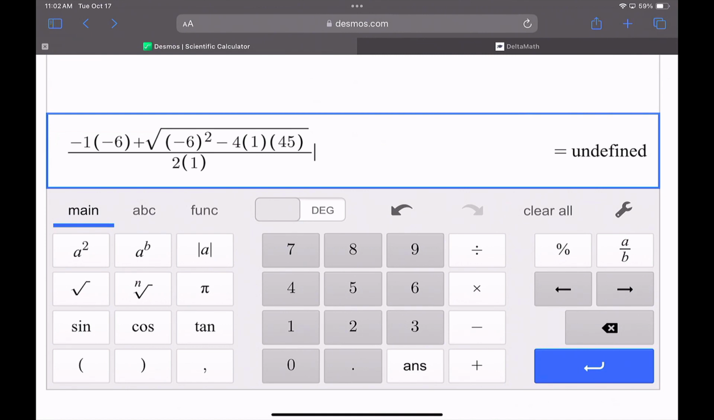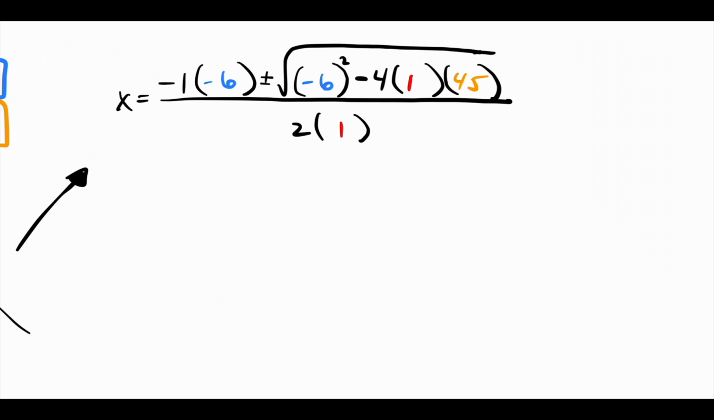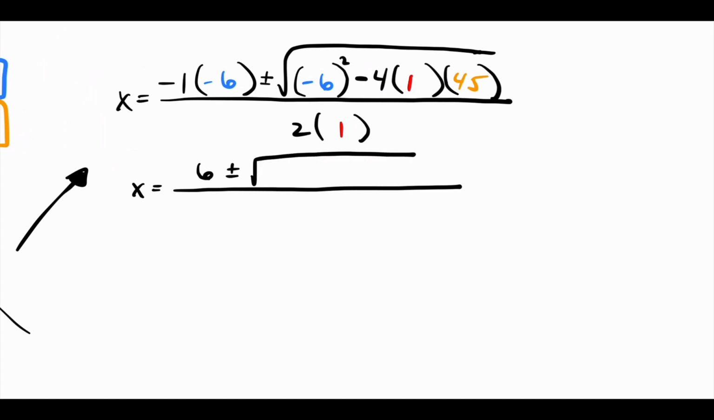So what are we going to do? We're going to do it by pieces. We're going to do little chunks at a time, because we can't do the whole thing all at once. First thing I'm going to do, -1 times -6, +6. Plus or minus. -6 times -6, -6 squared, +36.